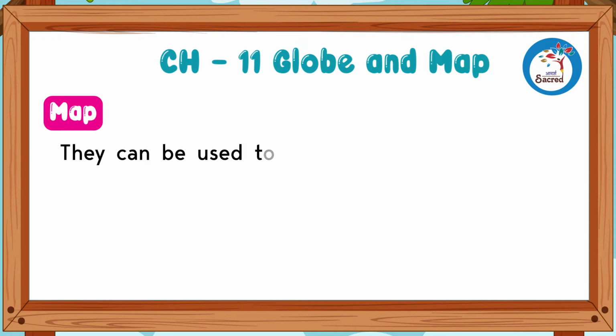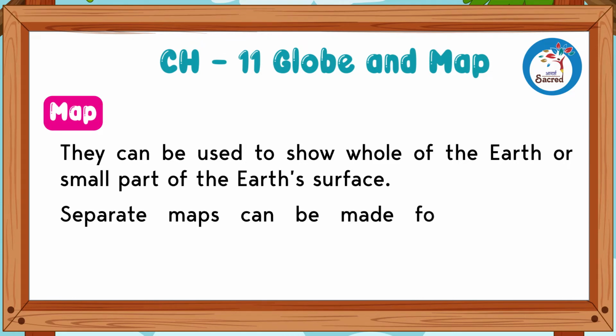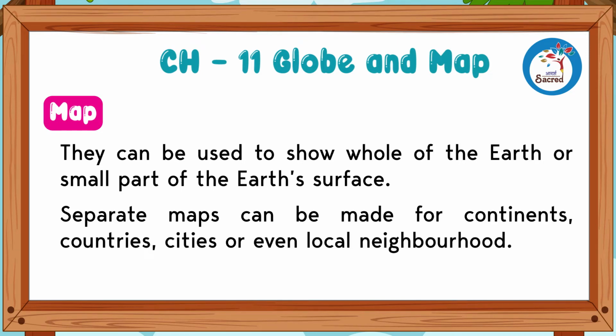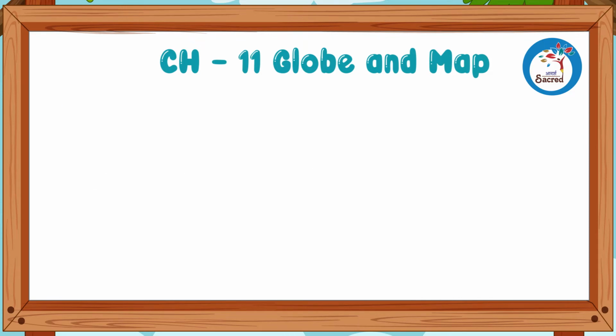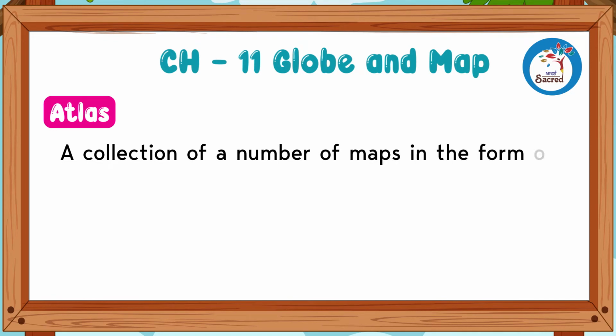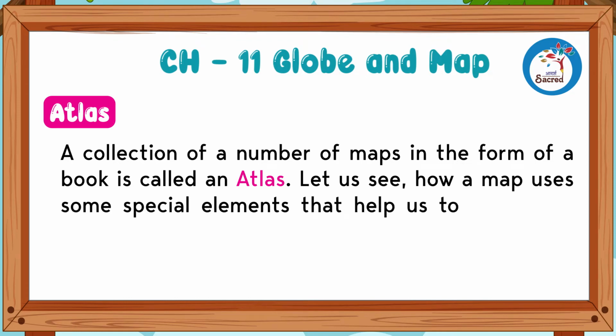They can be used to show the whole of the Earth or a small part of the Earth's surface. Separate maps can be made for continents, countries, cities or even the local neighborhood. The size of a map varies according to the location covered. It is easily portable. Atlas. A collection of a number of maps in the form of a book is called an atlas. Let us see how a map uses some special elements that help us to locate a place correctly.